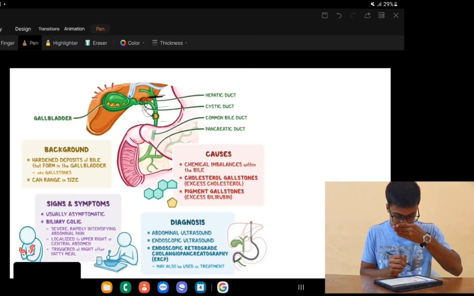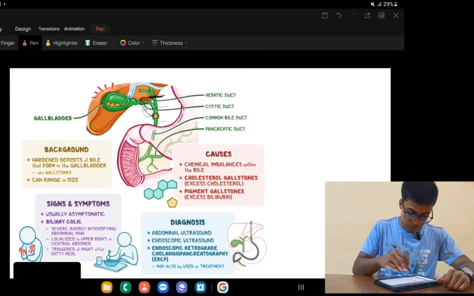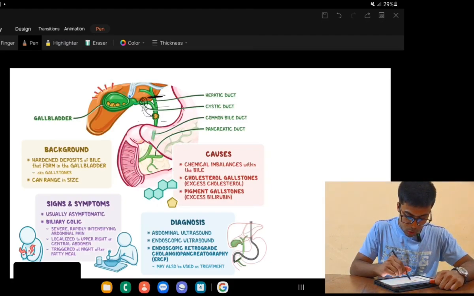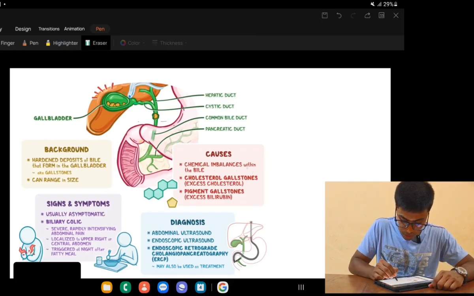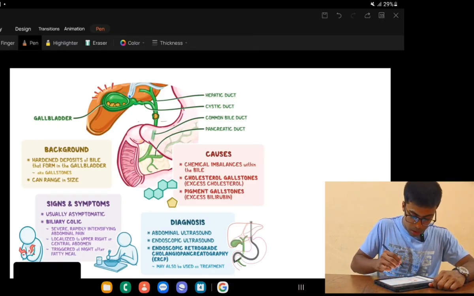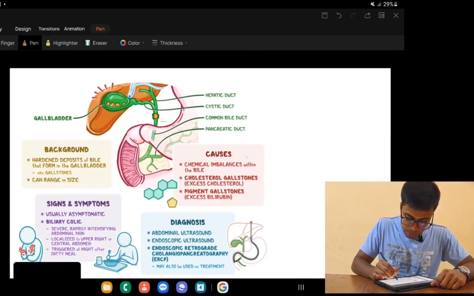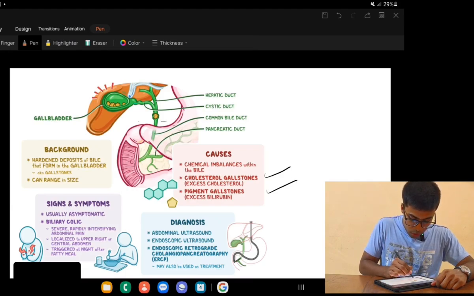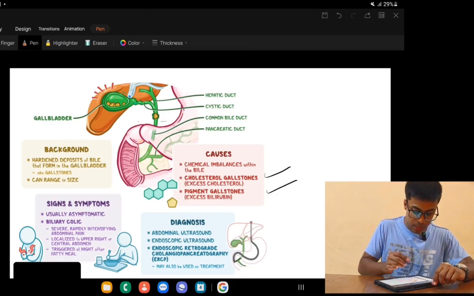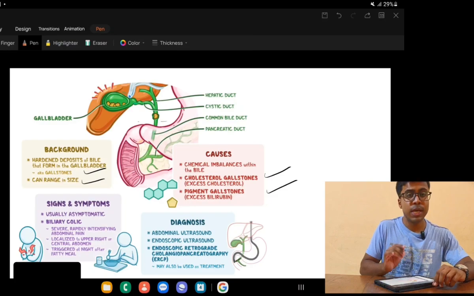So moving on to the next question. First let's discuss this concept. This is related to gallstones and gallstones stuck in the common bile duct. The most common cause is chemical imbalance within the gallbladder. So let's discuss gallstones a little bit. Chemical imbalance causes gallstones: cholesterol gallstones are due to excess cholesterol, pigmented gallstones due to excess bilirubin. Background: gallstones are hardened deposits of bile that form in the gallbladder and can range in size.